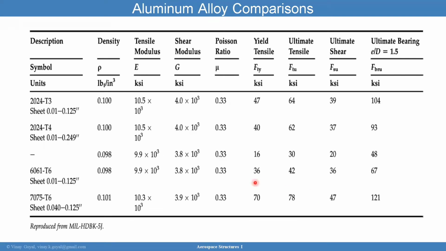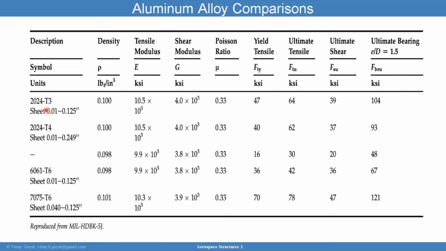Here, what I'm showing you now is a comparison of the various aluminums that are commonly used, reproduced from the MIL Handbook 5J, which you should have now. I'm showing you the density column. I'm showing you the modulus, the shear modulus, the Poisson ratio. What you observe here is the modulus is fairly constant across all materials, the shear modulus and also the tensile modulus. So not a lot of change there. The density is almost the same, and the Poisson ratio is also the same.